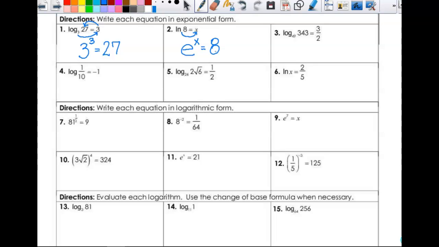Good? Good question. All right, so number 3, my base is 49. I take it to this power, the 3/2 power, equals 343.